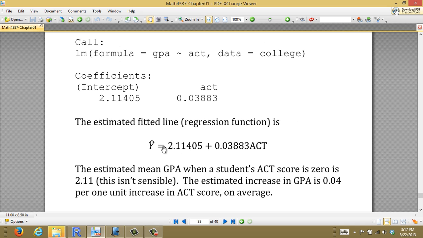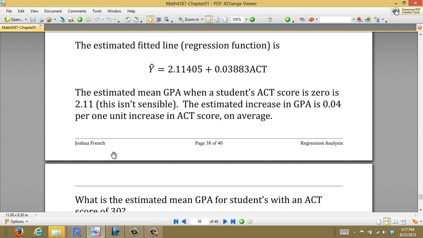So looking at our output and trying to summarize it or interpret the results, the estimated fitted line, the estimated regression function, is y hat equals 2.11405 plus 0.03883 ACT. So this is my estimated intercept and this is my estimated slope. And if we want to interpret those two parameters, it means that the estimated mean GPA when a student's ACT score is 0 is 2.11. So when ACT score is equal to 0, the average GPA is 2.11.